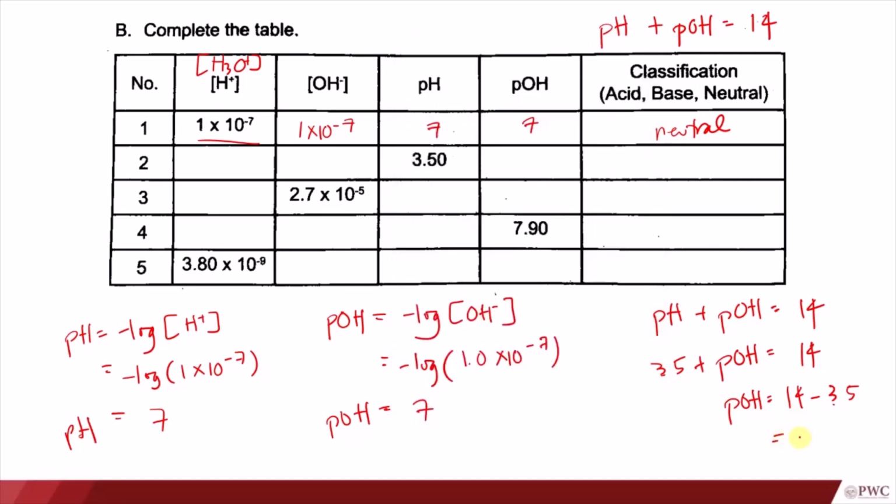So here the pOH is equal to 10.5. We have the pH, then we have the pOH.